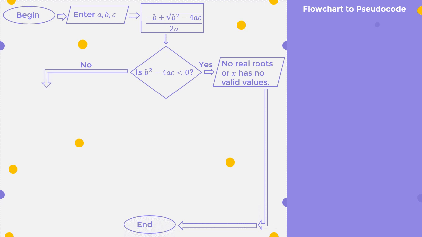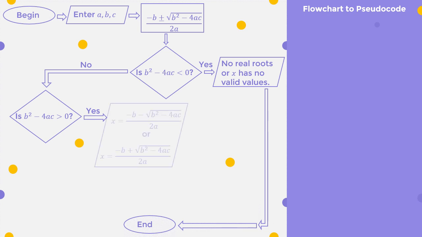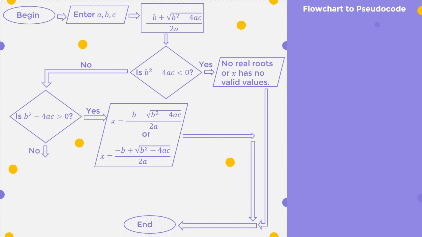Then again we have to check, is b squared minus 4ac greater than 0? If we say, okay, yes, it's greater than 0, then the roots for x exist. Then we'll have x is equal to minus b minus the discriminant over 2a, or minus b plus the discriminant over 2a. And then from there, the program is going to go to stop because we found the roots. What if we said no to b squared minus 4ac greater than 0?